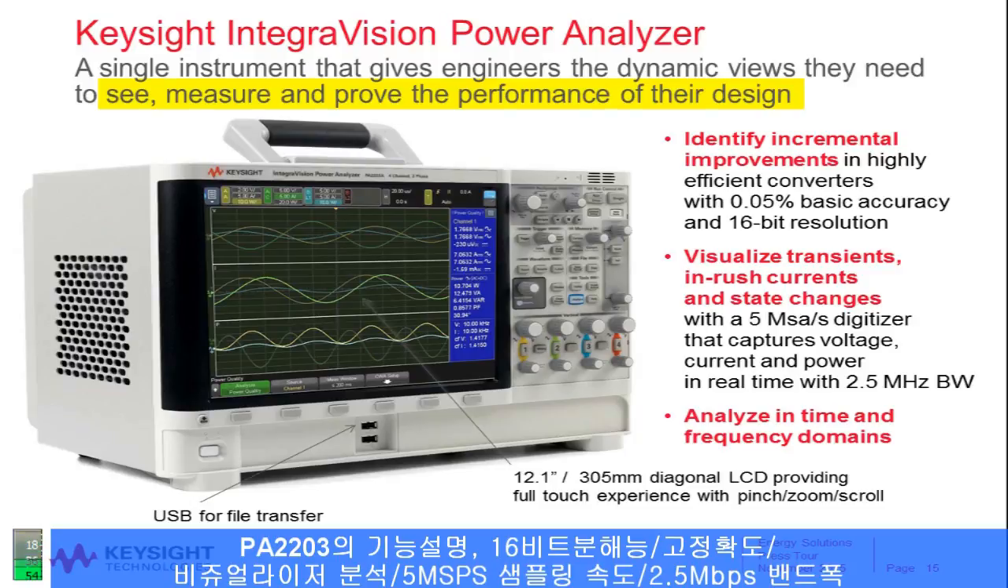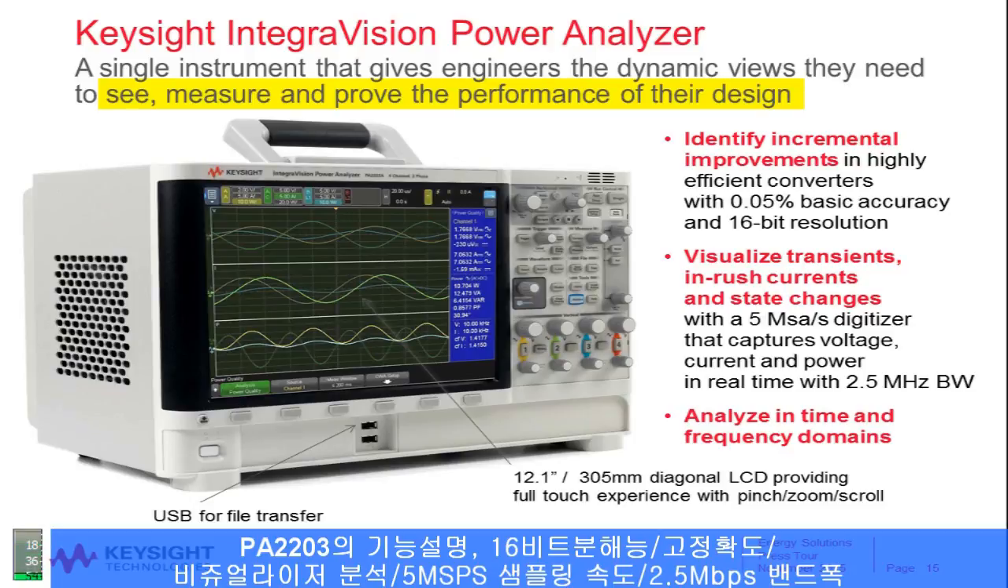If we compare that to an oscilloscope, it would have about 1% accuracy and 8 to 12 bits of resolution. So we're talking about something that's about 100 times more accurate than an oscilloscope for making these kinds of measurements.